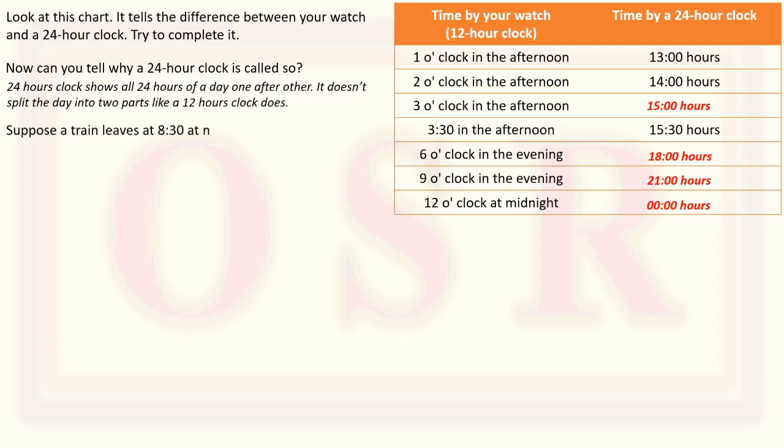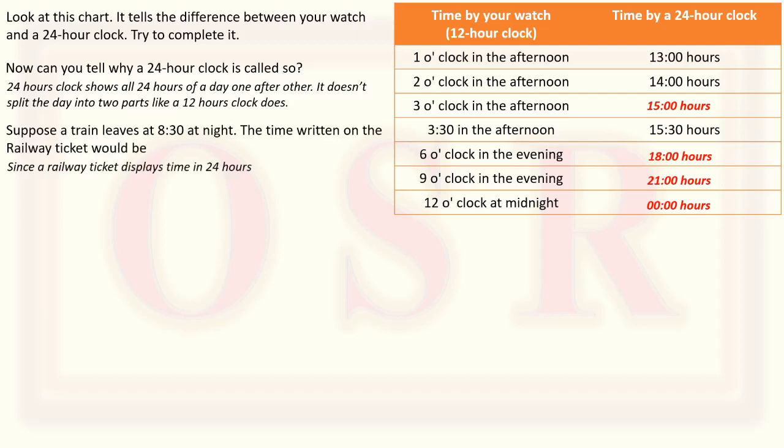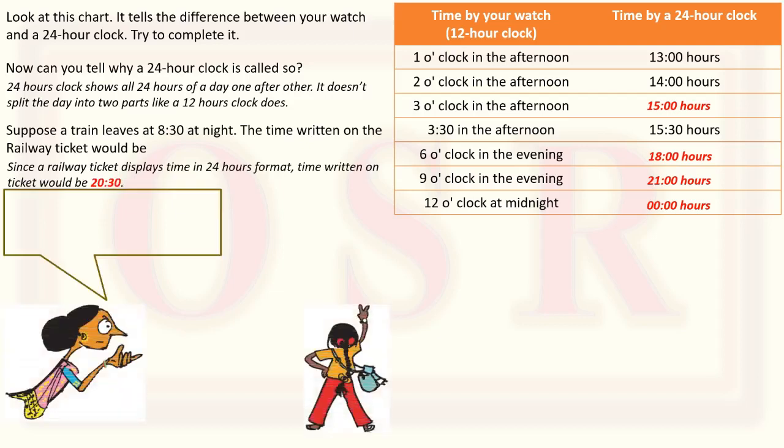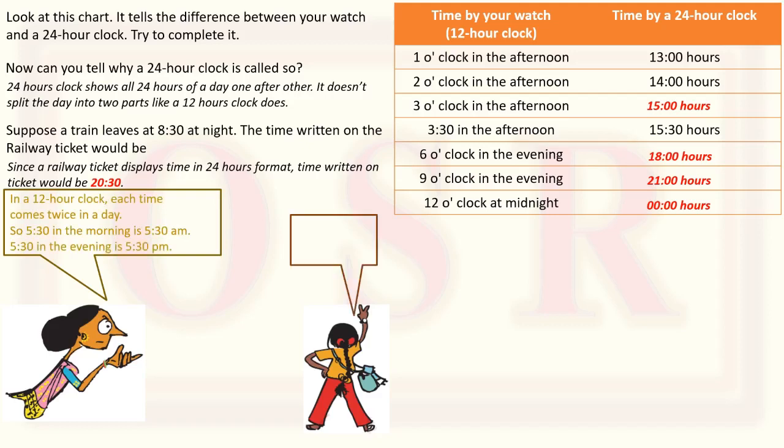Suppose a train leaves at 8:30 at night. The time written on the railway ticket would be, yes, so add 12 to it. Since a railway ticket displays time in 24-hour format, the time written on the ticket would be 20:30, right? In a 12-hour clock, each time comes twice in a day. So 5:30 in the morning is 5:30 a.m., 5:30 in the evening is 5:30 p.m.